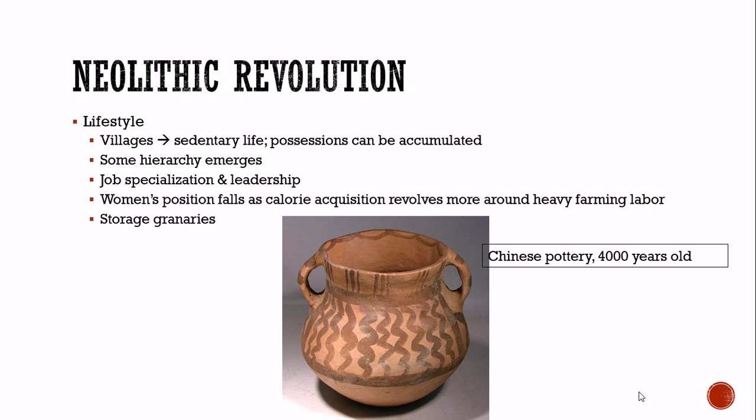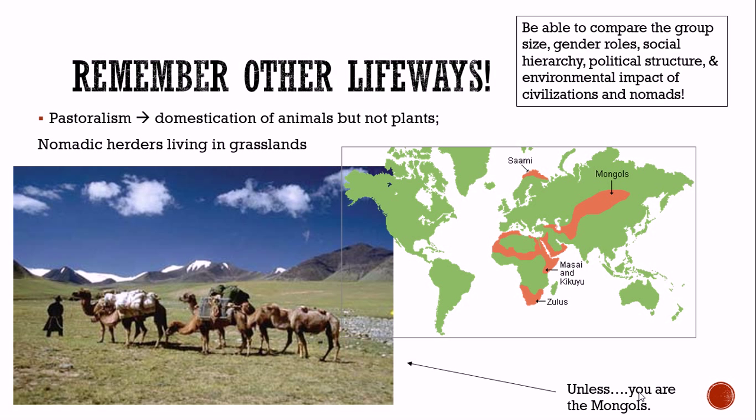Women's position begins to fall off. Calorie acquisition starts to develop around farming. Farming involves really heavy labor, especially the very heavy labor associated with creating really big irrigation networks. And then we also see these big storage granaries start to develop. And over time, the hypothesis is that these storage granaries begin to turn into the temple complexes that we see in later civilization where we get real cities.